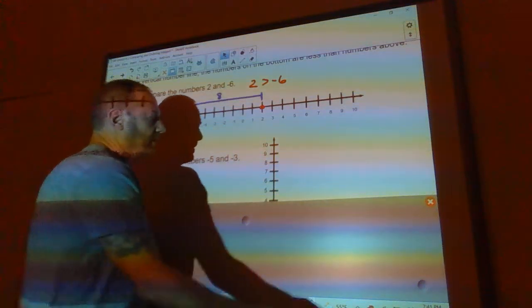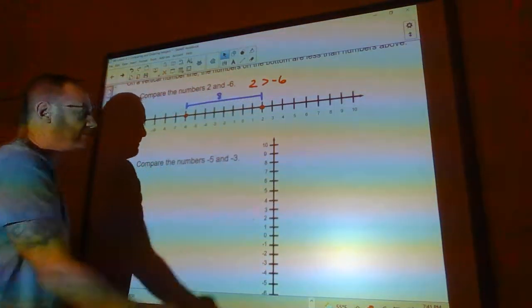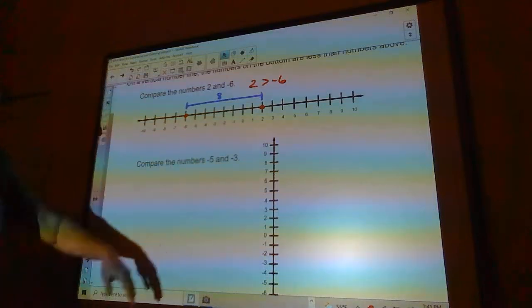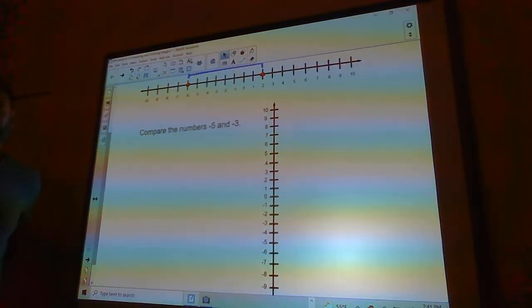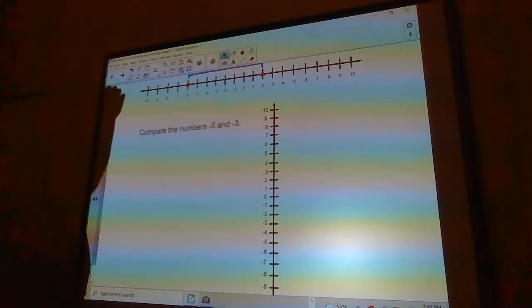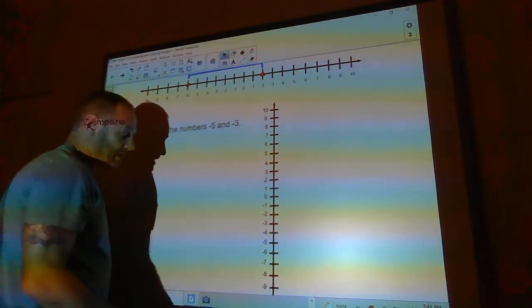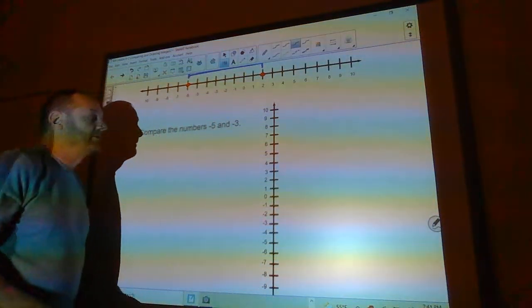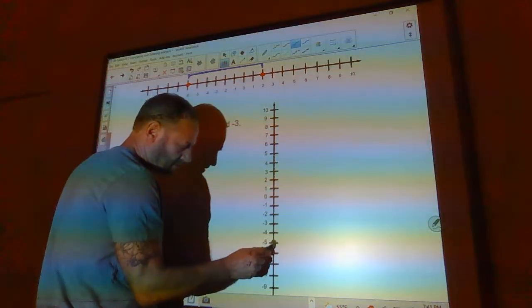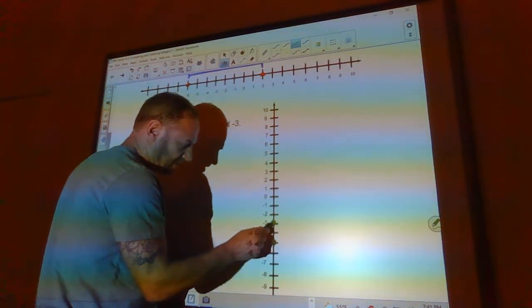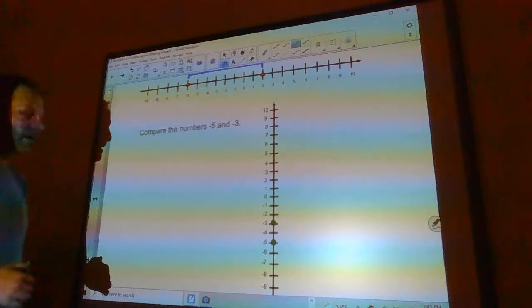Now here we have a vertical number line. Remember on this one, the bigger numbers are up, the smaller numbers are down. So compare -5 and -3. Now this is a problem that a lot of people mess up. As easy as it is, a lot of people think that -5 is bigger than -3 because 5 is bigger than 3. Okay, but they're not thinking properly here. So -5 would be right here, and -3 would be right there.